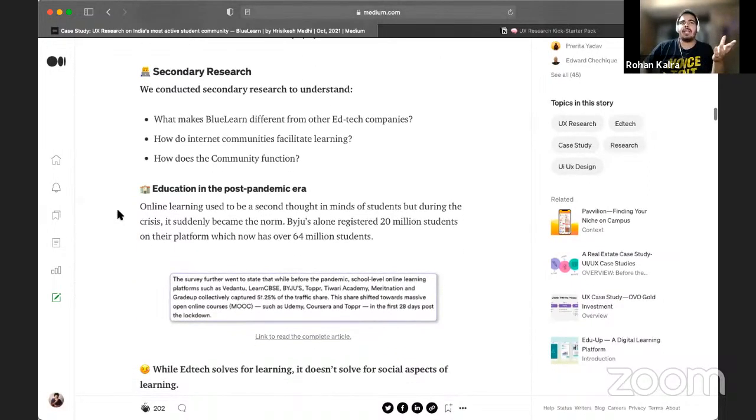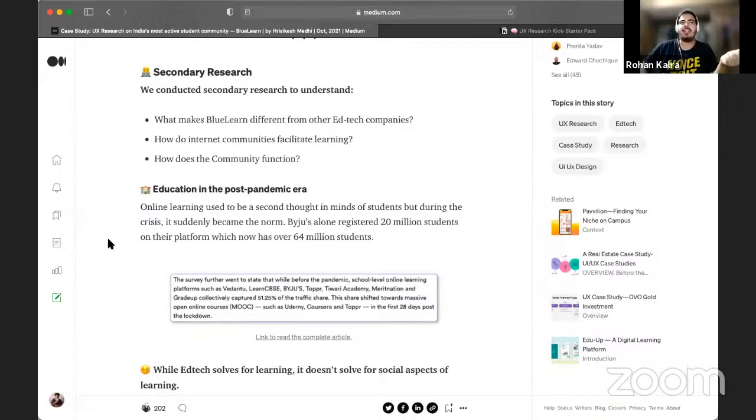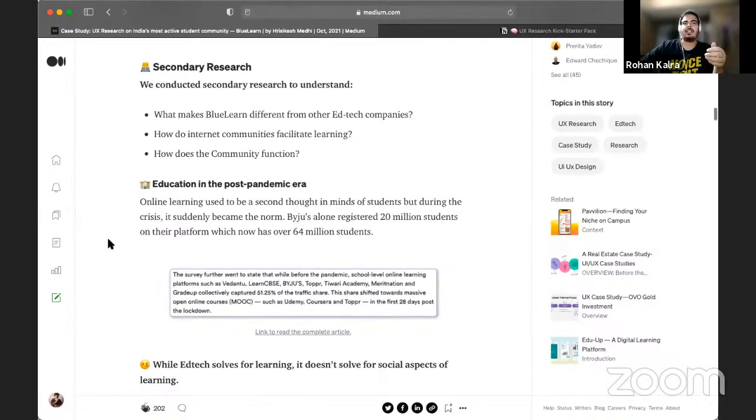Now let's jump to secondary research. We have already explained what secondary research is: going on the internet, finding anything and everything. Now, "everything" can't be random in your report. So why did we conduct secondary research? Because we wanted to understand what BlueLearn does differently and how it stands apart from other edtech companies, right? How internet communities are facilitating learning. How does a community work? We wanted to know all these things, right?